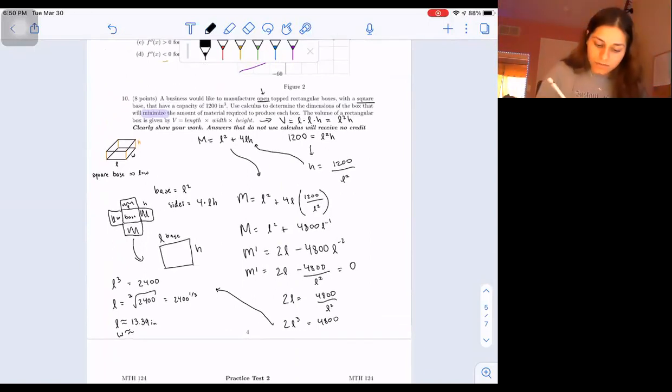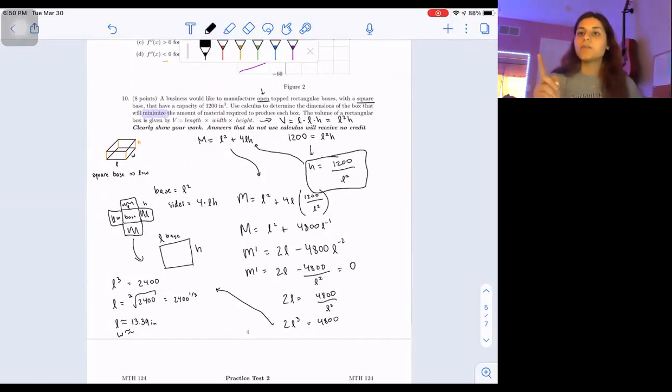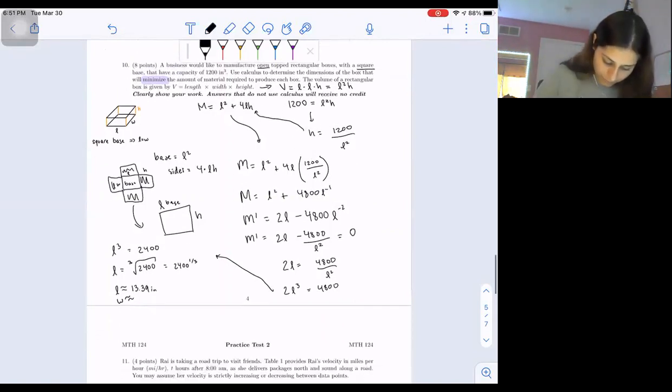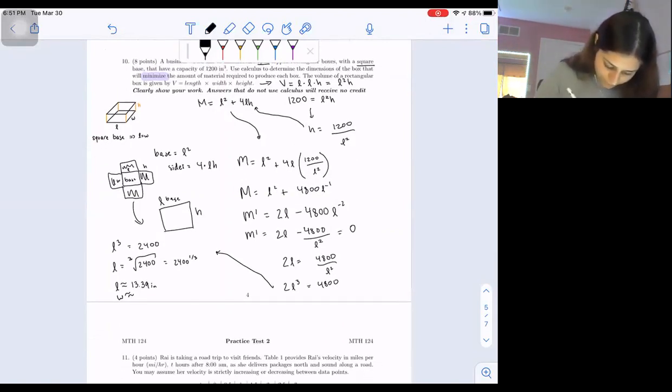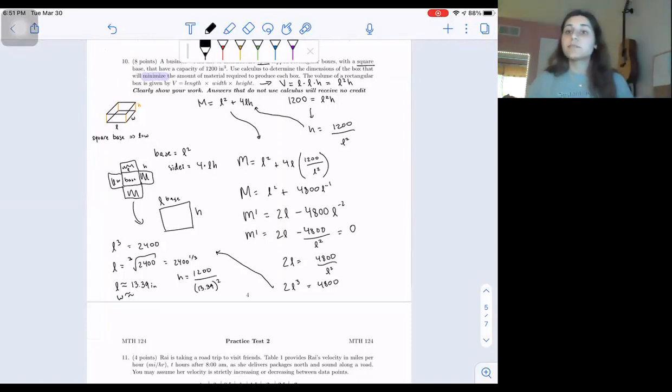All right, so to find h, height, we can use this equation that we came up with, 1200 over L squared, and we can just plug in that 13.39 for L. So we'll put it here. H equals 1200 over 13.39 squared. Just a pro tip, keep that number in your calculator, not the 13.39, but the 13.3888659, so that you have the most accurate answer. Don't use 13.39, use it off your calculator.